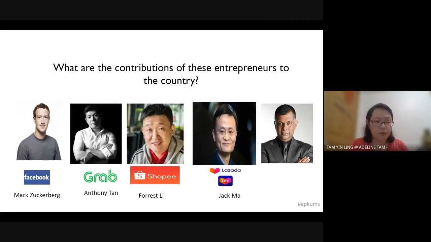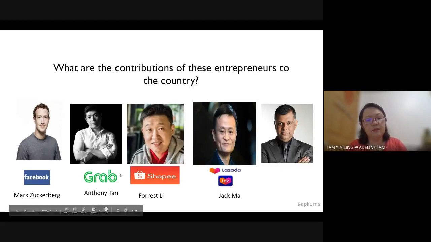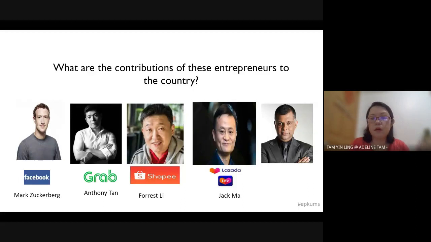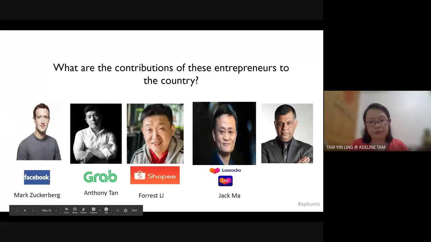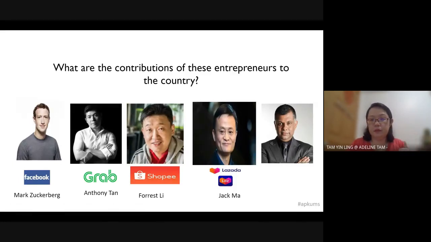Another person, Anthony Tan, is the person behind Grab. You see Grab not only provides services, but also job opportunities. With Grab, I see many people who are out of work temporarily now drive Grab as a temporary job. At least you find something to do and earn some money for your family. And I see many elderly people who have already retired but feel they are still young and can work, so they do Grab. This is one way.